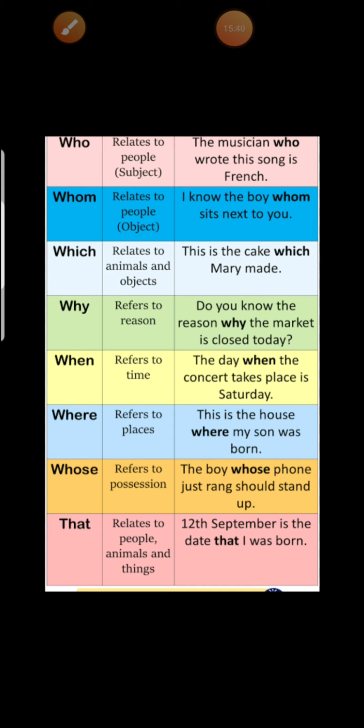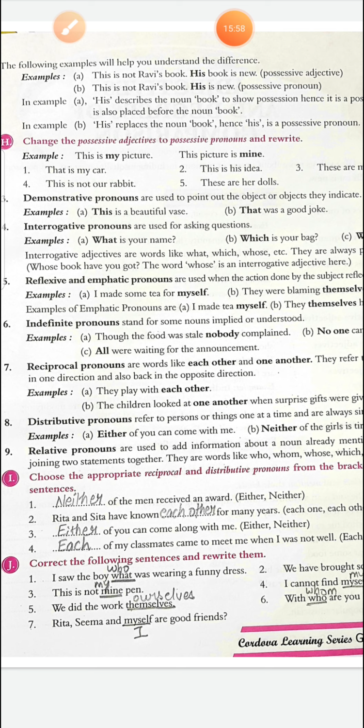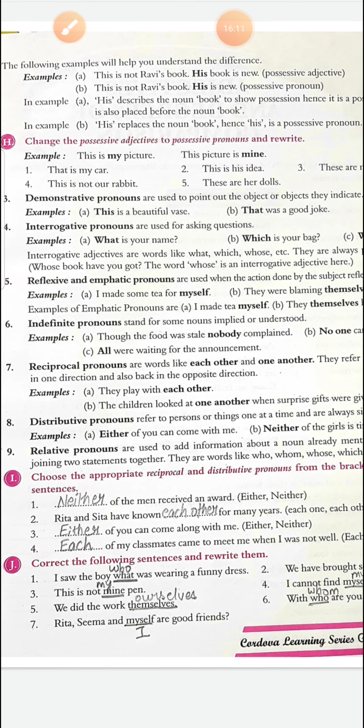I hope this table you have understood. I want you all to write all this somewhere. Pause this video for some time and write all this somewhere in your copies. I hope all the pronouns are clear to you. It's a little bit tricky chapter, but if you read it once, you'll get where to use what. Alright. Then see exercise I.